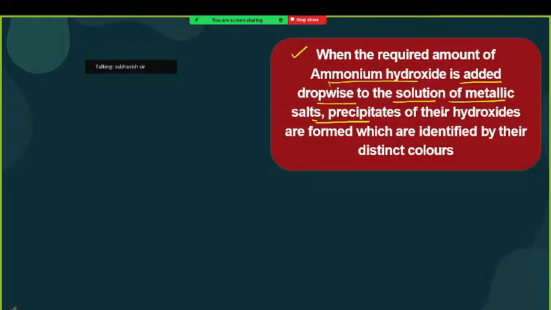So here you see that ammonium hydroxide, when added to a metallic salt, also precipitates it as metallic hydroxide, something like when we add sodium hydroxide, and identified by their distinct color. So initially we add some sodium hydroxide to metal salt solutions and we get some observations, and now we add ammonium hydroxide to metal salt solution to get some observation by which you can identify the metallic portion, or you can say the positive part, that is the basic radical portion of a salt.